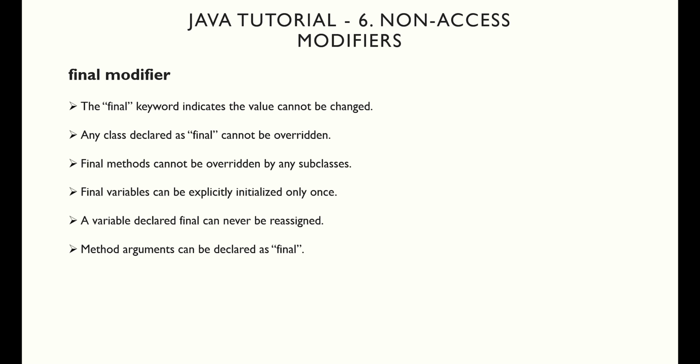Method arguments can be declared as final. Method arguments are essentially the same as local variables. Of course, method arguments declared as final cannot be changed within the method.